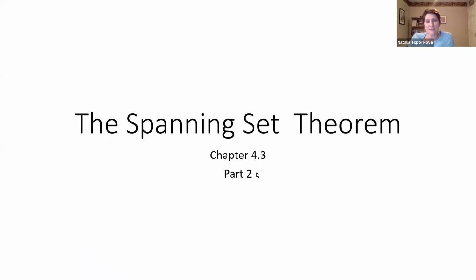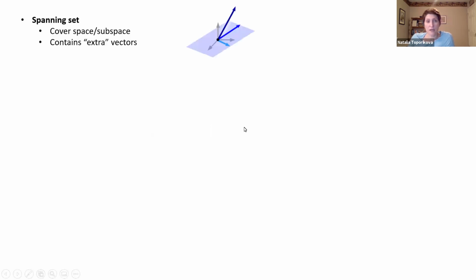Hello, this is the second part of chapter 4.3, and we will talk about the spanning set theorem. Before we talk about it, a spanning set is just any set of vectors which covers all the vector space we need, and it can contain more vectors than we need.